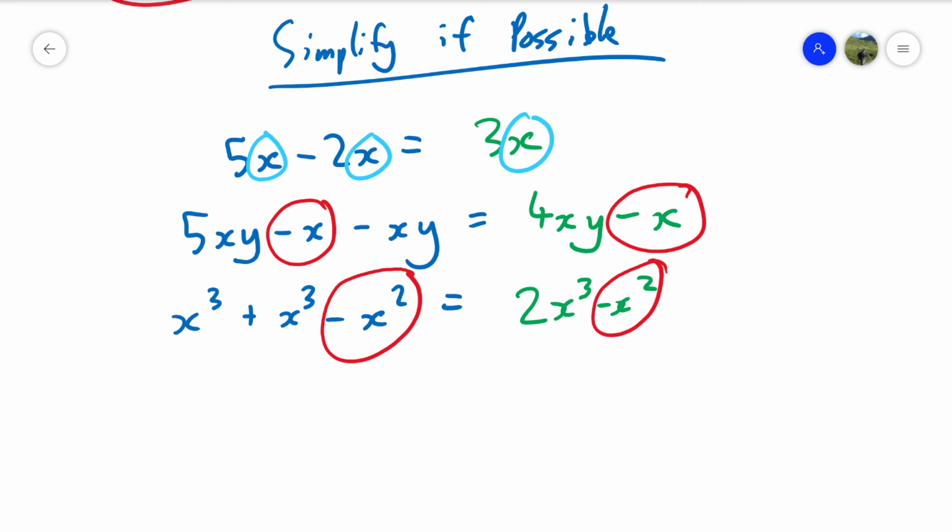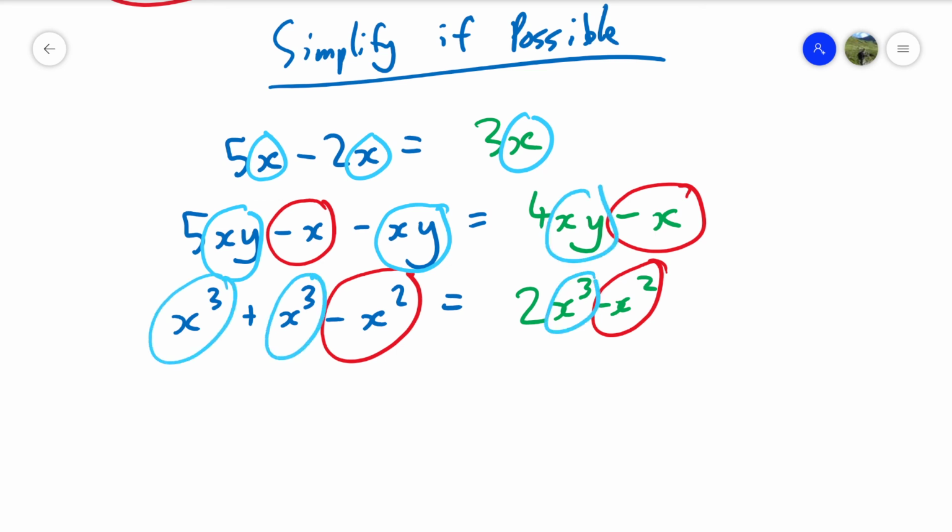Let's just use the same colour. Oh look, we've got 5xy's and then minus an xy, which makes 4xy's. Here, we've got an x cubed and an x cubed, which makes 2x cubed. So when we're adding and minusing, we can combine things that are the same. But if they're different, you can't combine them. That's it. They just have to stay separate. See you in the next lesson.